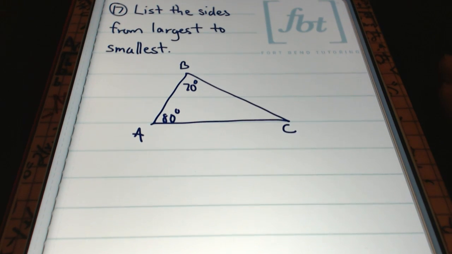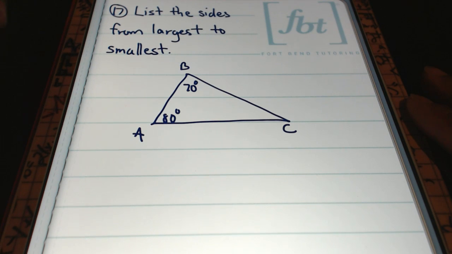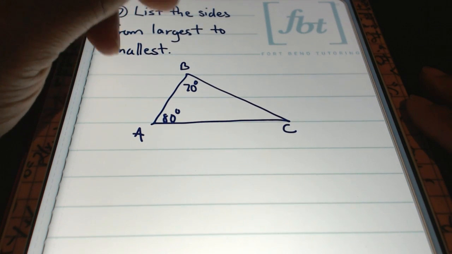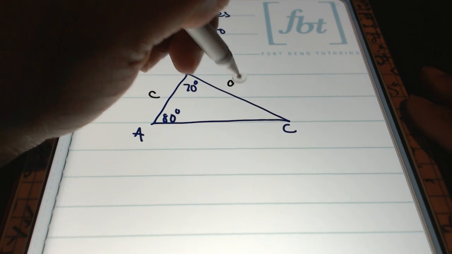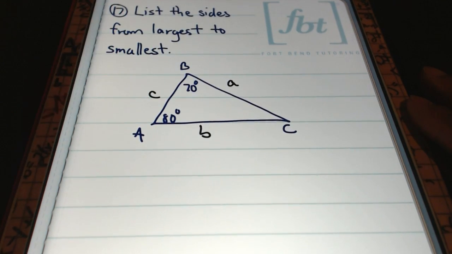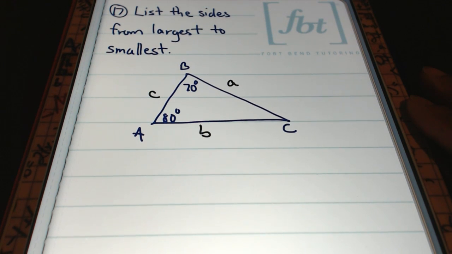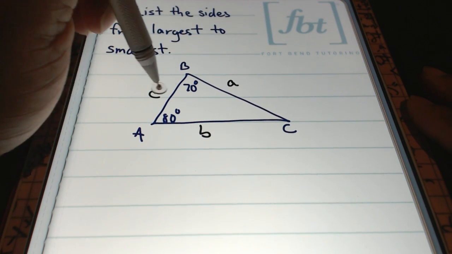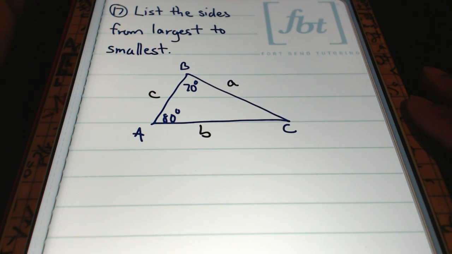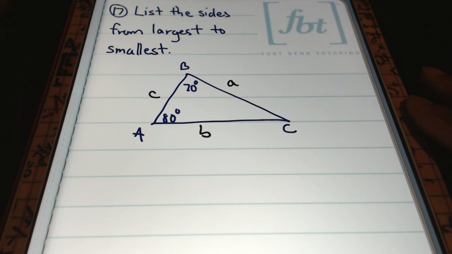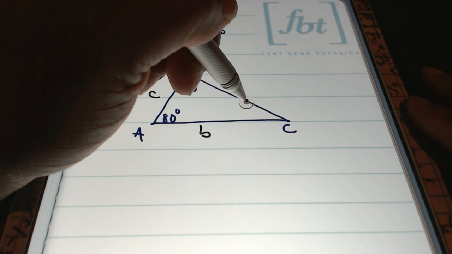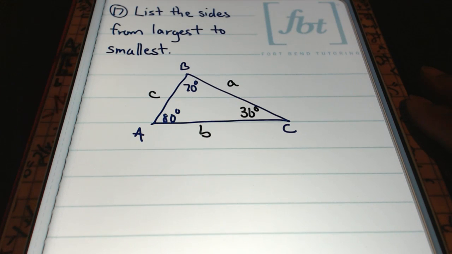All right, problem number 17, guys. It says to list the sides from largest to smallest. Let's start by labeling this first. This is side C, opposite angle C. This is side A, opposite angle A, and side B, opposite angle B. We're going to solve for angle C by adding 70 and 80 together and subtracting from 180. So we have 70 degrees plus 80 degrees, which gives us 150 degrees. Then 150 degrees from 180 degrees leaves us with 30 degrees. So angle C must be 30 degrees.